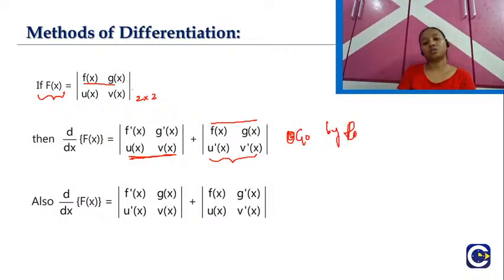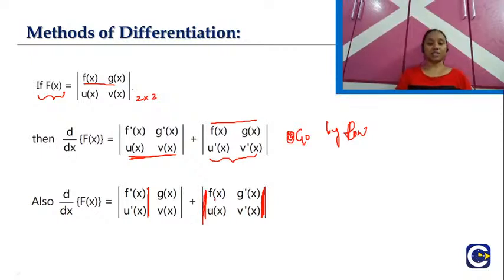Right, so what happens if we go by column? Then our first column will be differentiated first and the second column will remain as it is. So f dash x and u dash x, g of x and v of x, plus, and in the second step, the second column will be differentiated and the first column will remain as it is, that is f of x and u of x, and the second column after differentiation will be g dash x and v dash x. So this is when we go by column.